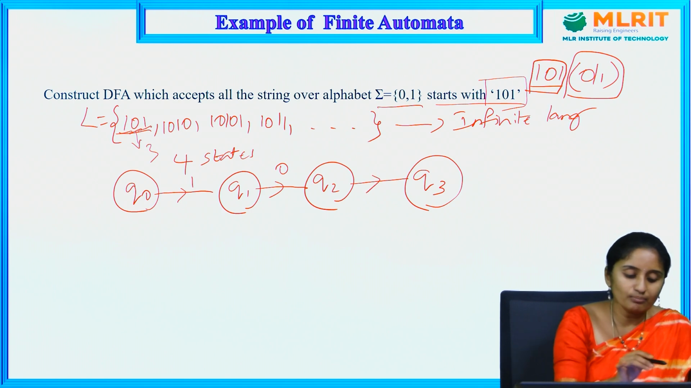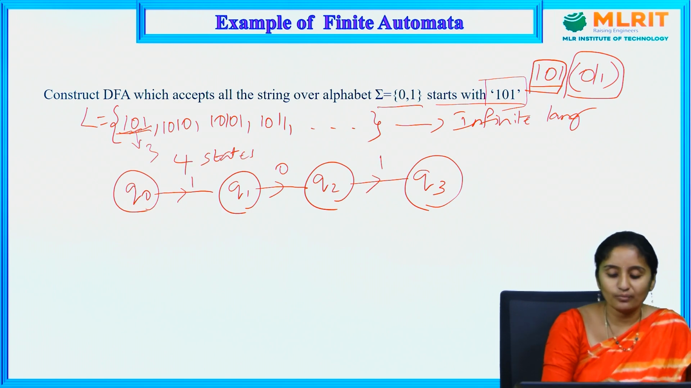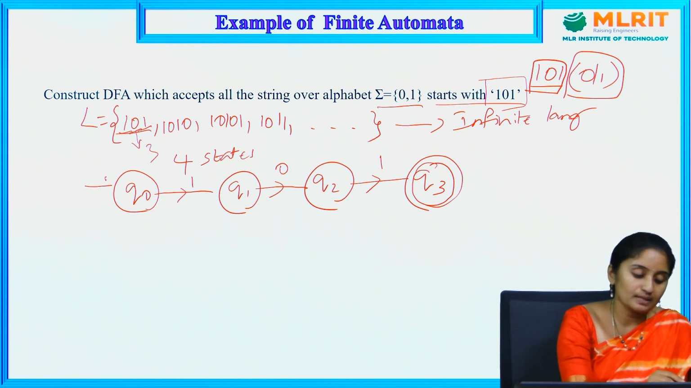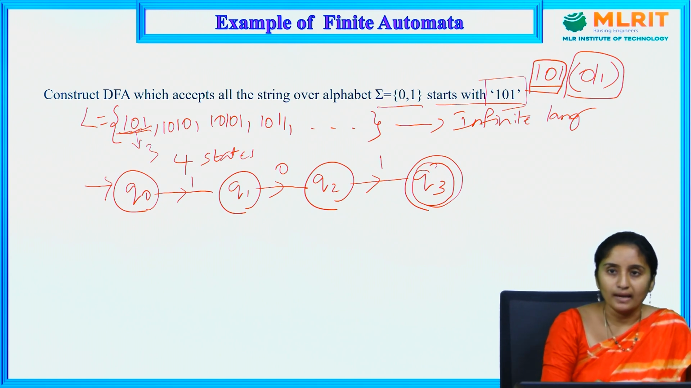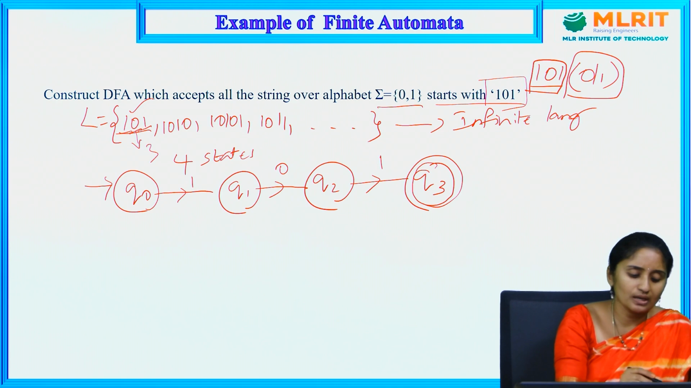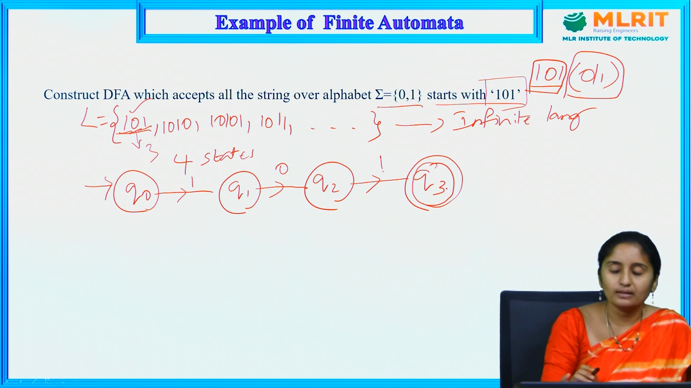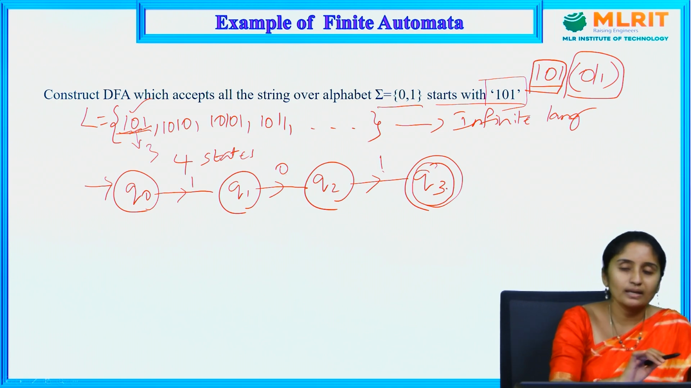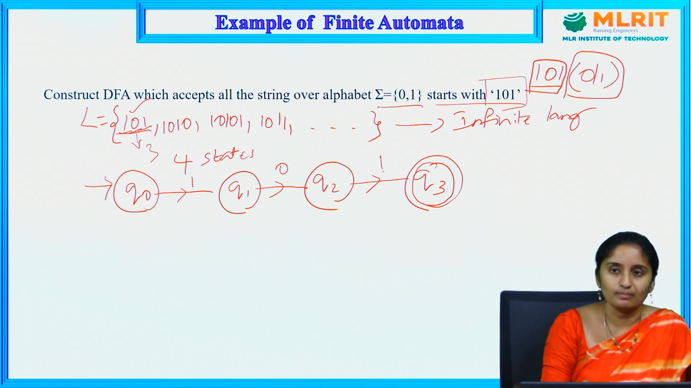When the next input symbol is 1, 1, 0, 1, it is reaching my last state, nothing but the final state. The final state is represented with two circles. The starting state is represented with an arrow with no inputs. So the first string, check it, 1, 0, 1. It reaches my final state, so we can tell that the string is accepted.